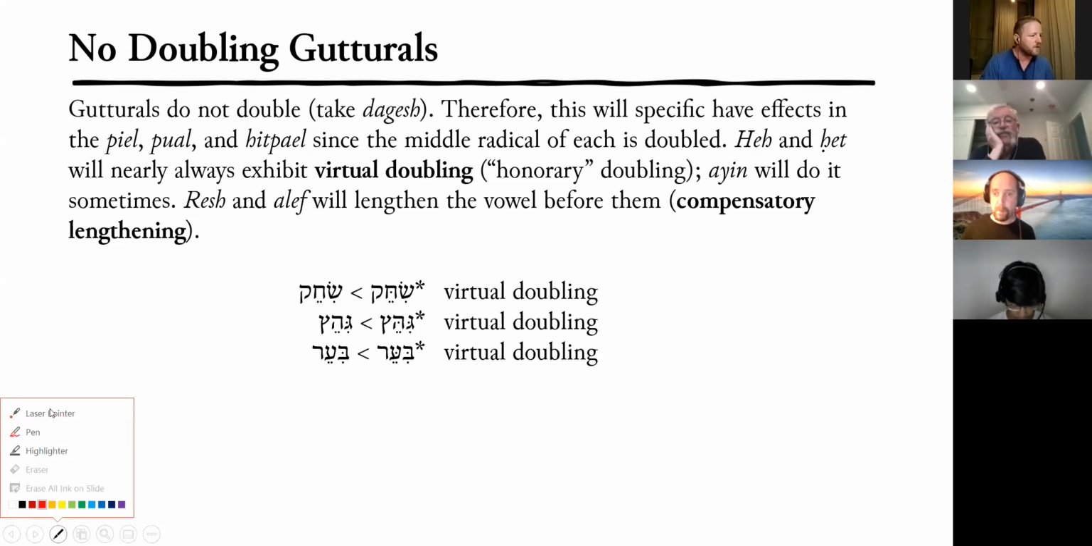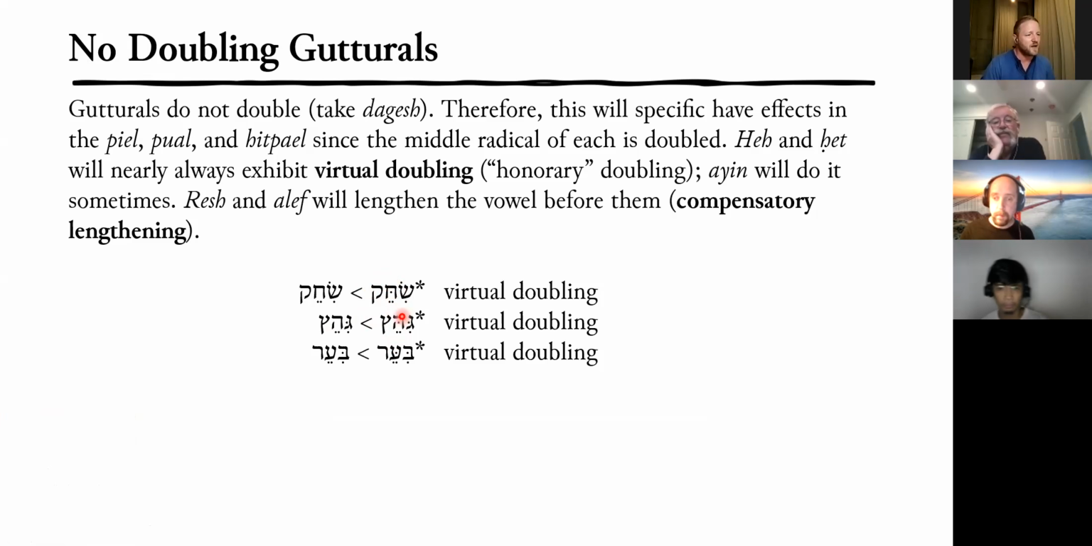We would expect the pattern to have dagesh in the middle. Let me pull up a red laser pointer. How about that? You'd expect that to have dagesh in the middle radical, but it refuses the dagesh because it's guttural. In the case of het, hey, and sometimes ayin, the vowel doesn't change length. It stays where it is. So sichek, gihetz, and bi'er.